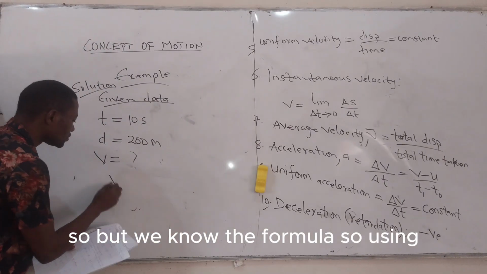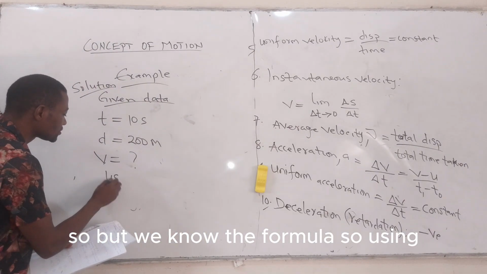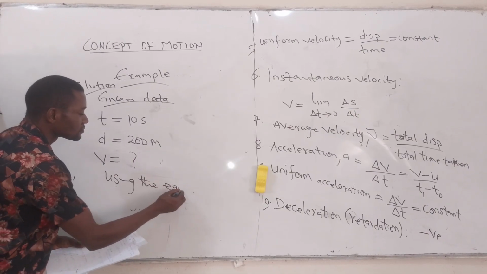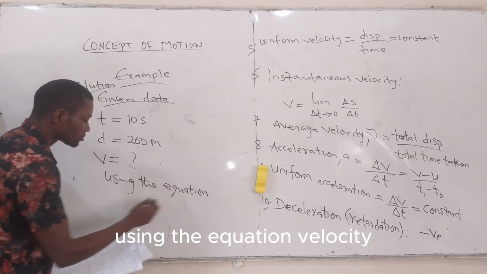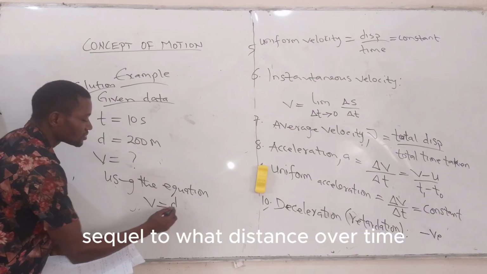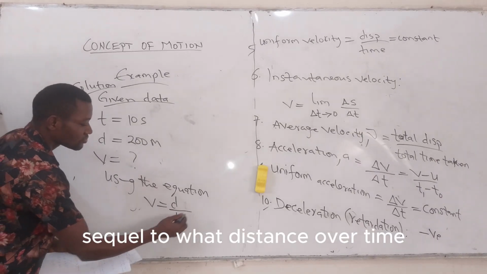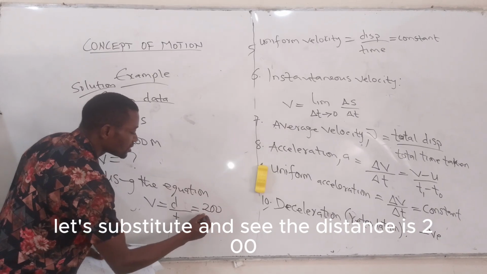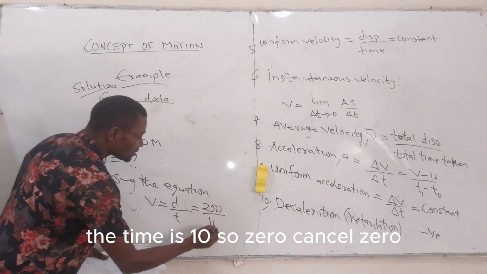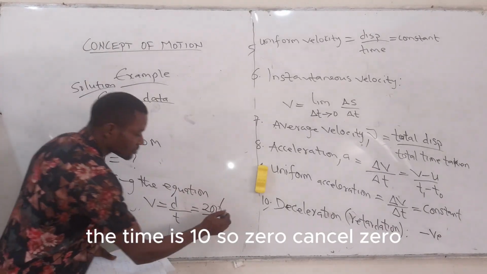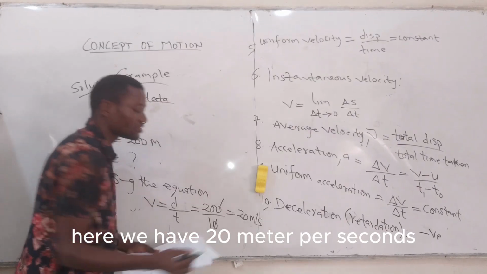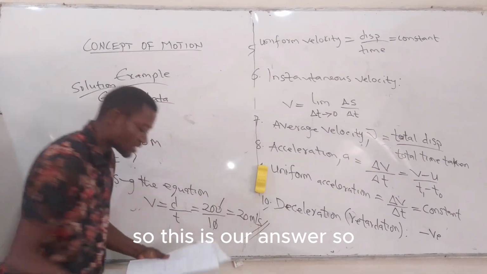But we know the formula. So using the equation, velocity is equal to what? Distance over time. Let's substitute and see. The distance is 200. The time is 10. So the zero cancels the zero here. We have 20 meters per second. So this is our answer.